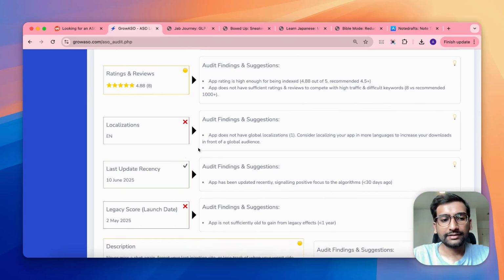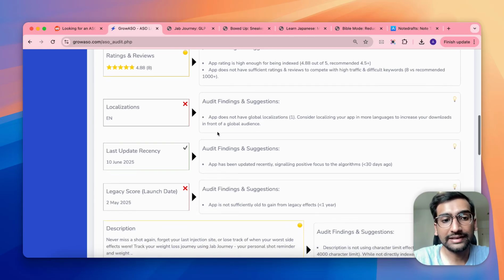But what it shows is that there is room for localizations. It seems like this app currently only has an English localization, and localizations can be really important because it's a global world, right? Not everyone speaks English, and it's much less competitive to compete in areas where there are not a lot of competing apps. English keywords are very competitive. This is a well-known fact. So how do you balance that difficulty out? You can balance that out through localizations.